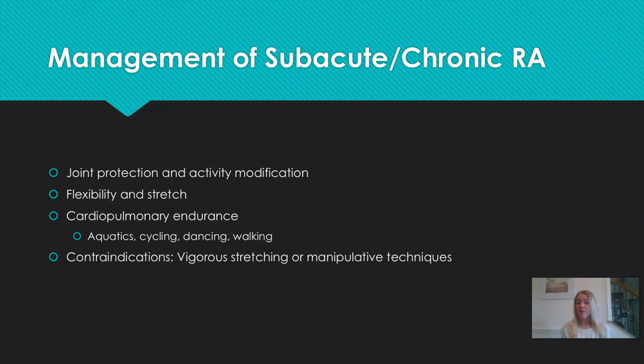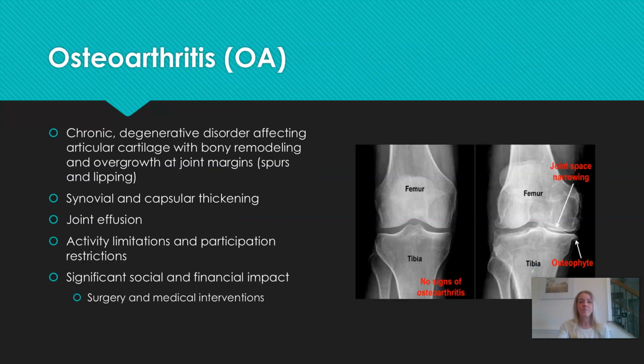We never, ever, ever manipulate the cervical spine of a patient who has rheumatoid arthritis because of the potential for joint laxity, which can lead to some very disastrous issues if we manipulate the cervical spine. So we'll just steer clear of that with our patients who have RA.